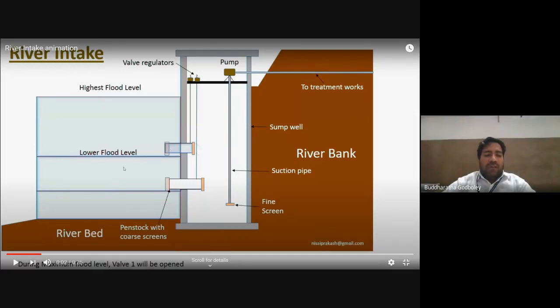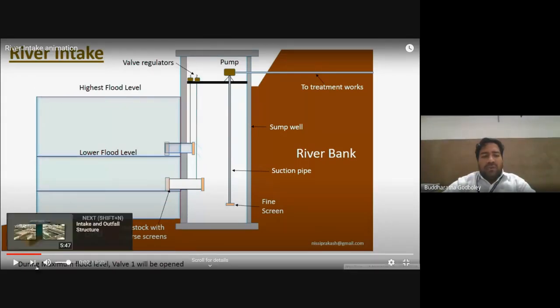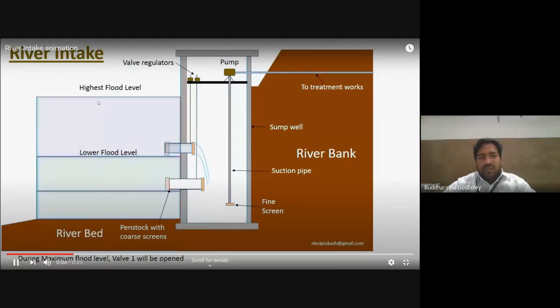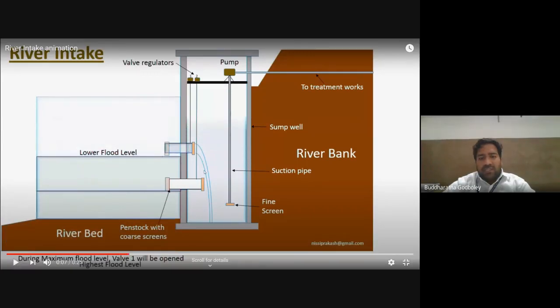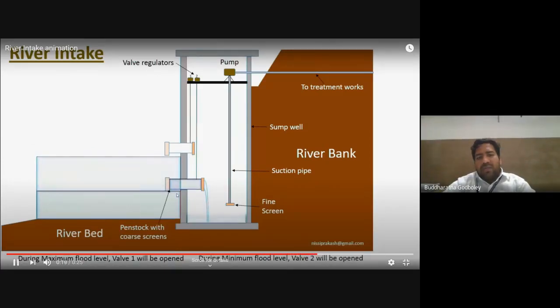What is happening with the twin pipe? Suppose this is your water level; if it is at a higher flood level, then water is coming over here. Can you see the water level here? Now you can see the water level rises as well. Now what happens if a lower flood level is there? In that case, this will be locked and the water will come through this. So this is how the twin well works.